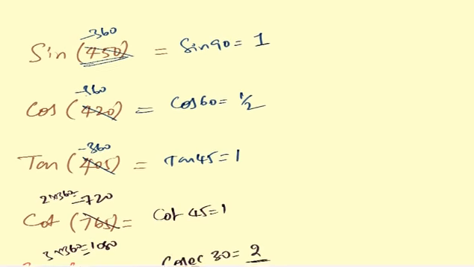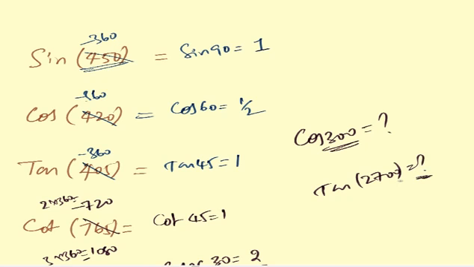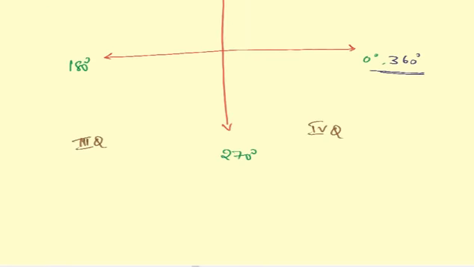But if the angle is given like this, then what happens? If the angle is given as cos 300, it is not exceeding 360, but we don't know the value of cos 300. Then how to solve it? If the angle is given like 270 degrees, how to solve this problem? These kinds of problems can be solved in another way. What is that way? Just look at the next page. These are the problems we are doing, values for higher angles. This is how we can find, friends.